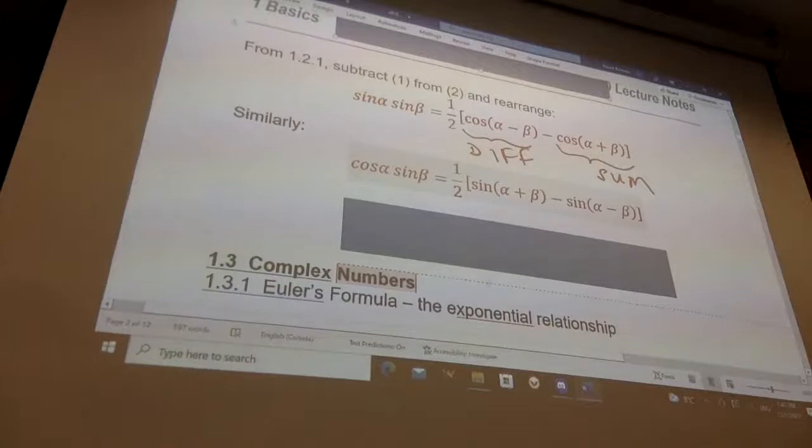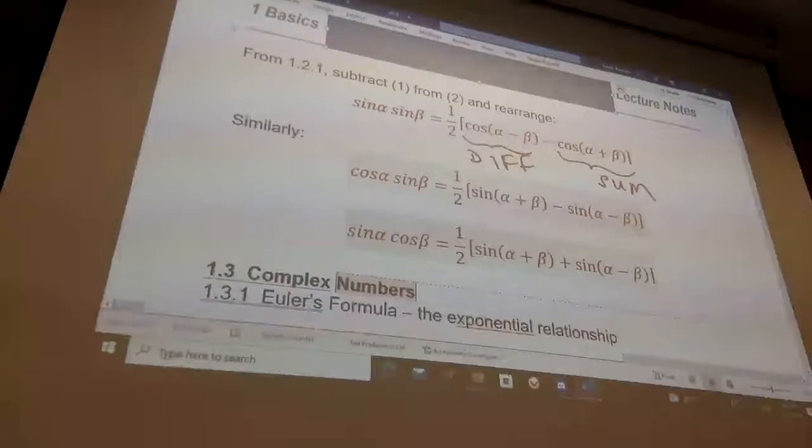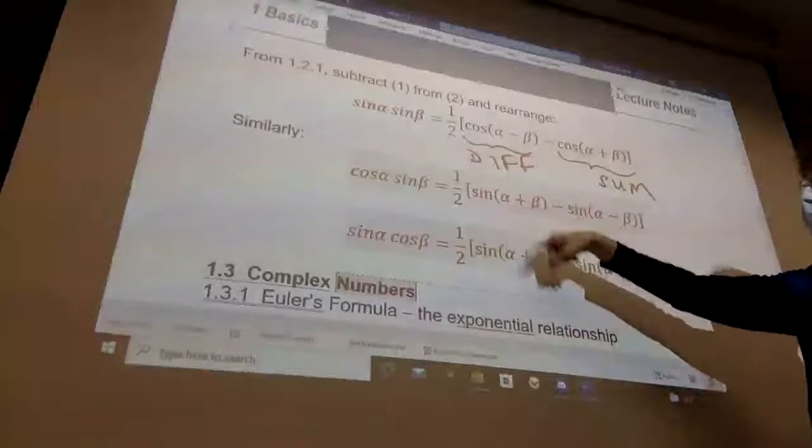About cosine, so you're mixing up. I shouldn't use the word mix. You're covering all the bases. Two sines, two cosines, a sine and a cosine. We just cover all the bases. Same thing, sum and difference. The only difference might be you're taking sines, cosines, you're adding or subtracting. Sum and difference still.